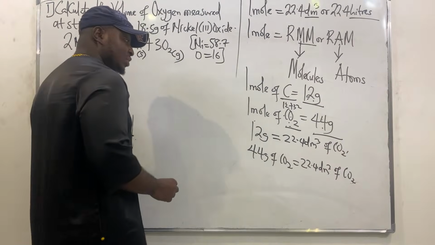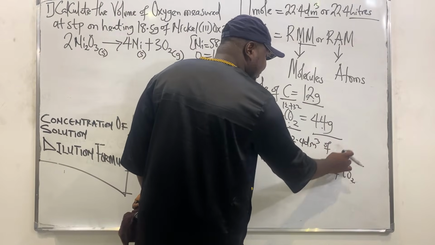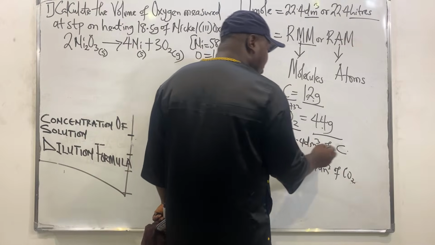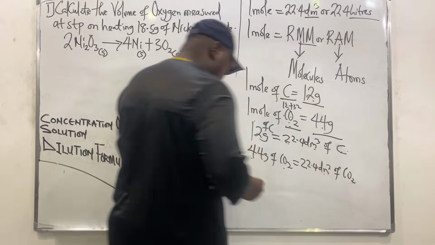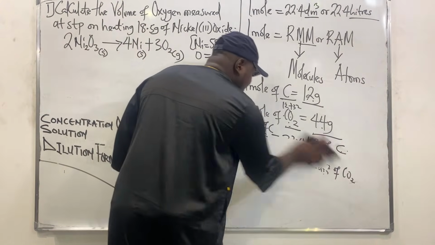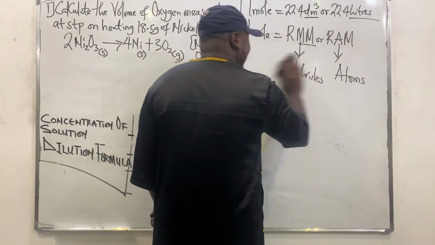Please take note. 12 grams of carbon is equal to 22.4 dm³ of carbon. 44 grams of CO2 is equal to 22.4 dm³ of CO2. Please take notes. This can also be true for any other atom or element as the case may be.